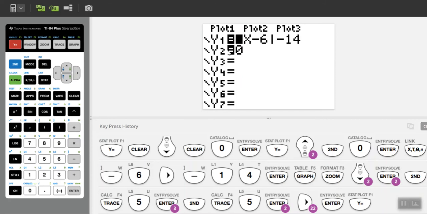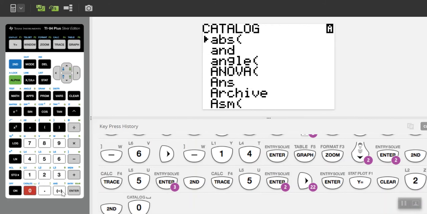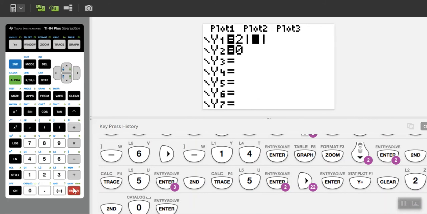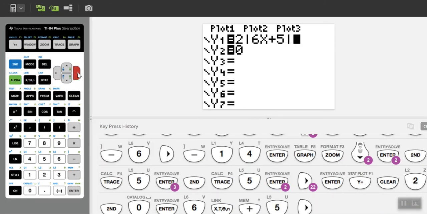So again, the second one is saying at 0. I'm just changing this first one. So clear that. We have 2 absolute value of 6x plus 5. There's my other absolute value. And it was minus 26, when I move that 25 across, subtract it across. Minus 26.